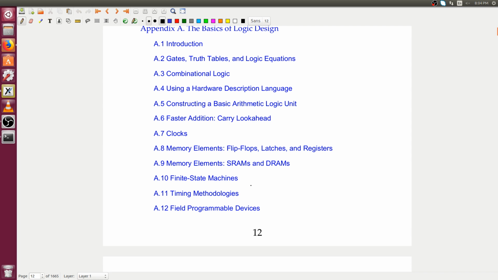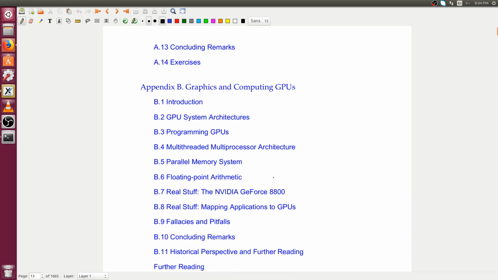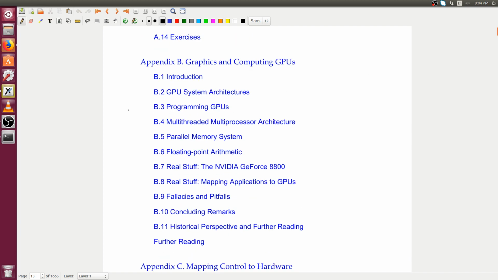DGX-2. What's a DGX-2? Is that one of the dedicated machine learning boxes where they just shove in a bunch of GPUs? I know at GTC Taiwan, or maybe it was regular GTC, they released some box that has 16 Volta cards in it. And it's just for machine learning computing. Graphics and computing GPUs, nice. This is the stuff I work on. I work on GPU architecture.